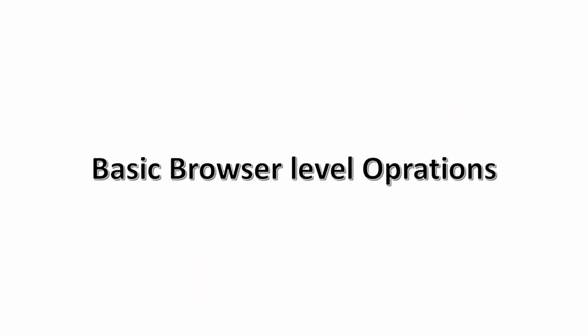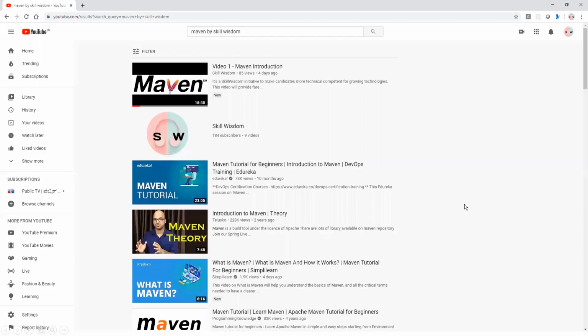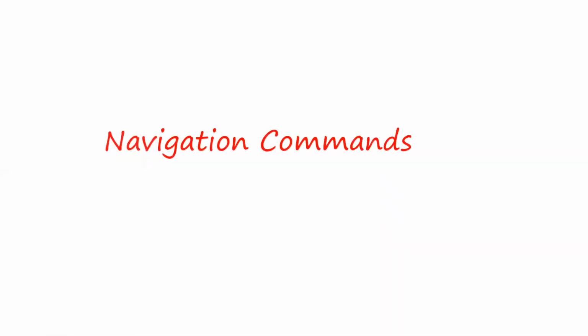In this video, we are covering basic browser level operation. For the code demo purpose, we are using a Maven project with a Selenium dependency added. If someone doesn't know what a Maven project is and how to create one, you can just go to YouTube, search for Maven by SkillWisdom and go through the first video to understand how to create a Maven project and how to add dependency and all. Okay. So first thing we'll see is navigation commands.